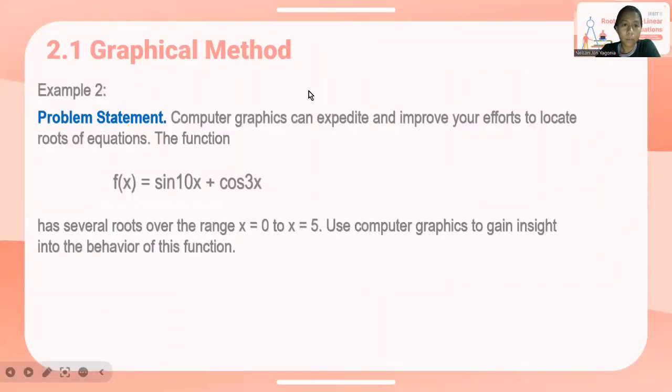For the second example, the problem statement is: computer graphics can expedite and improve your efforts to locate roots of equations. The function f(x) = sin 10x + cos 3x has several roots over the range x = 0 to x = 5. Use computer graphics to gain insight into the behavior of this function.